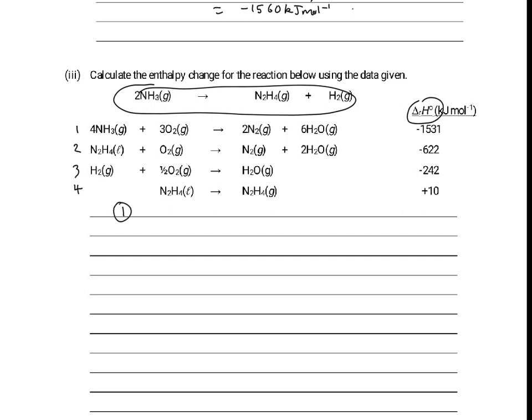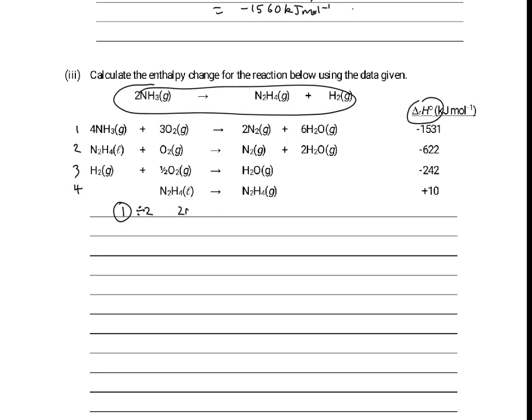Now, differences between equation 1 and what we want. What we want is on the left-hand side in our target equation. Equation 1, it's on the left-hand side, so that's a good start. In our target equation, there's 2 moles of ammonia. The equation we're given has 4 moles of ammonia. Okay, so we need this to say 2 moles of ammonia. So we divide equation 1 by 2, and that will give us 2 moles of ammonia.